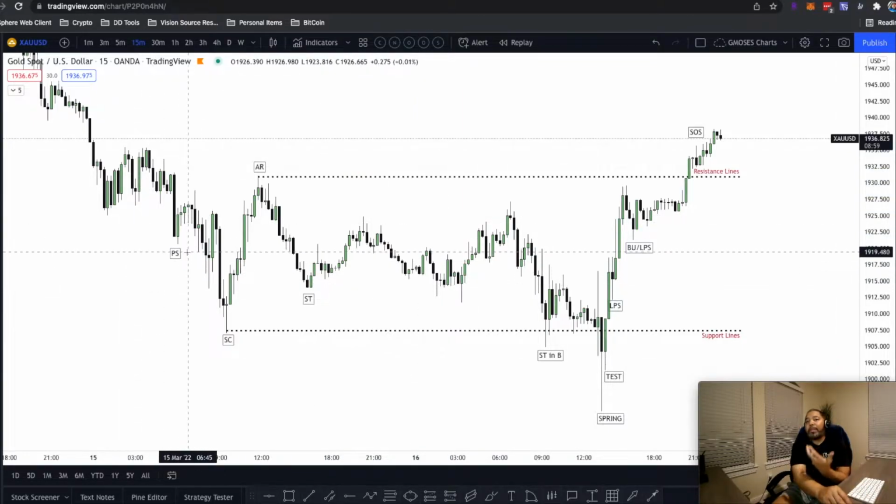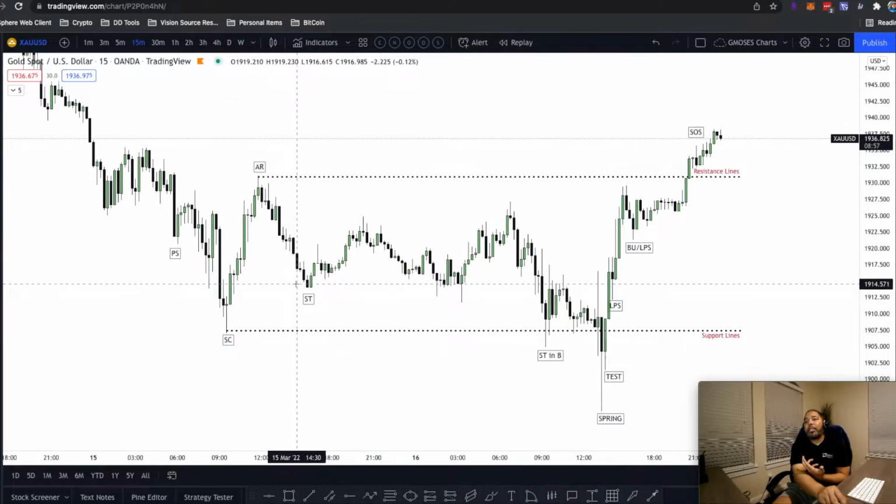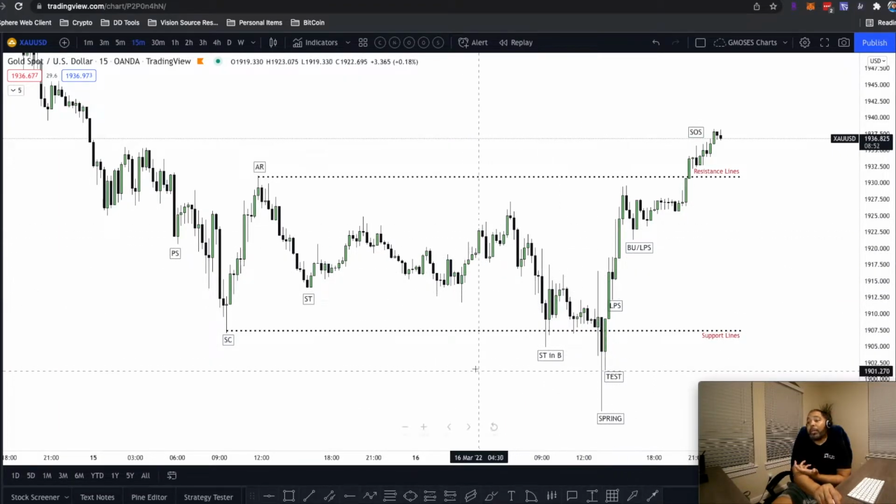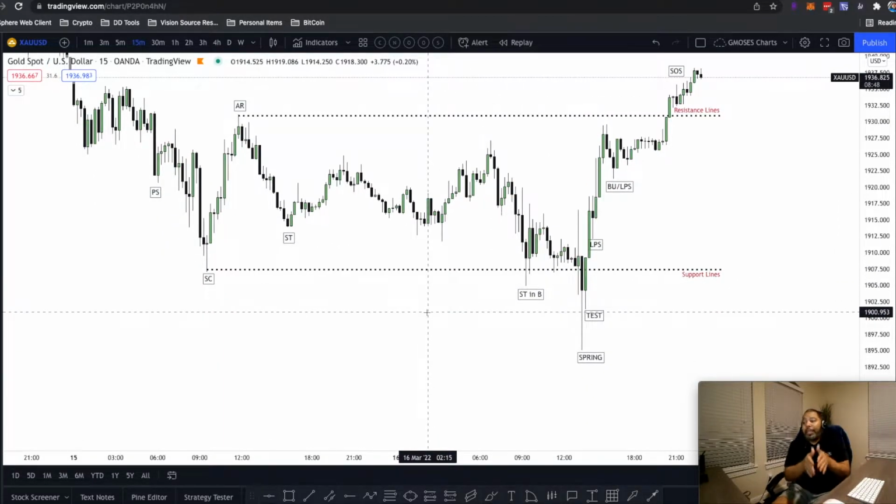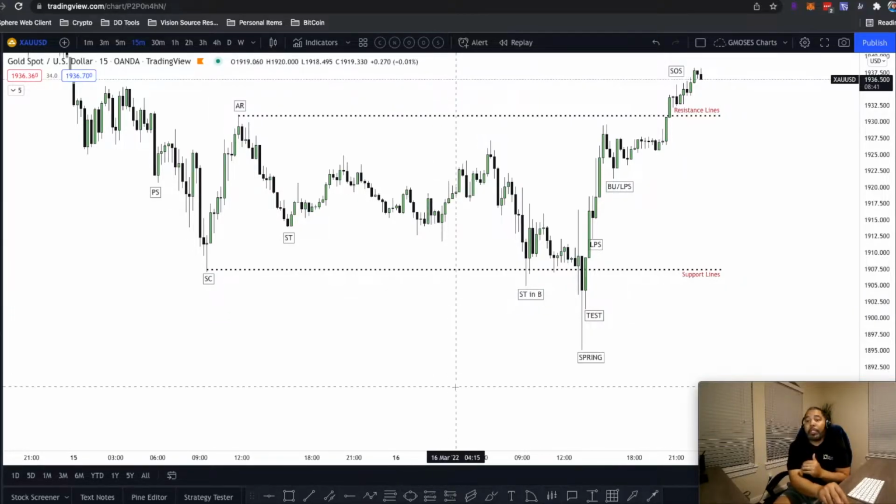As you can see, we have the PS, the SC, AR, ST, things like that. We got the STMB, and then it impulsed down to a spring, and we got our test. Now, remember what I said, the spring needs something to bounce off of in order for it to actually tap something and go into its intended direction.